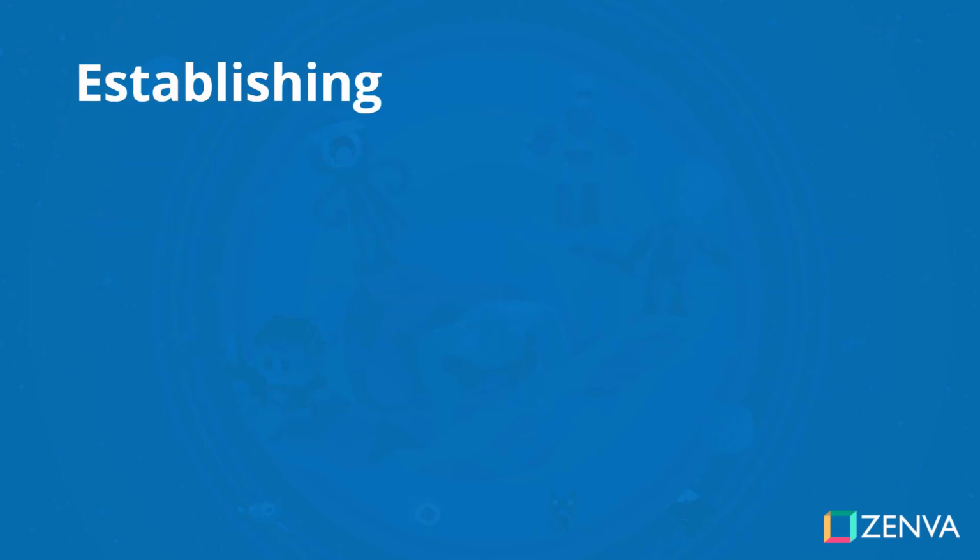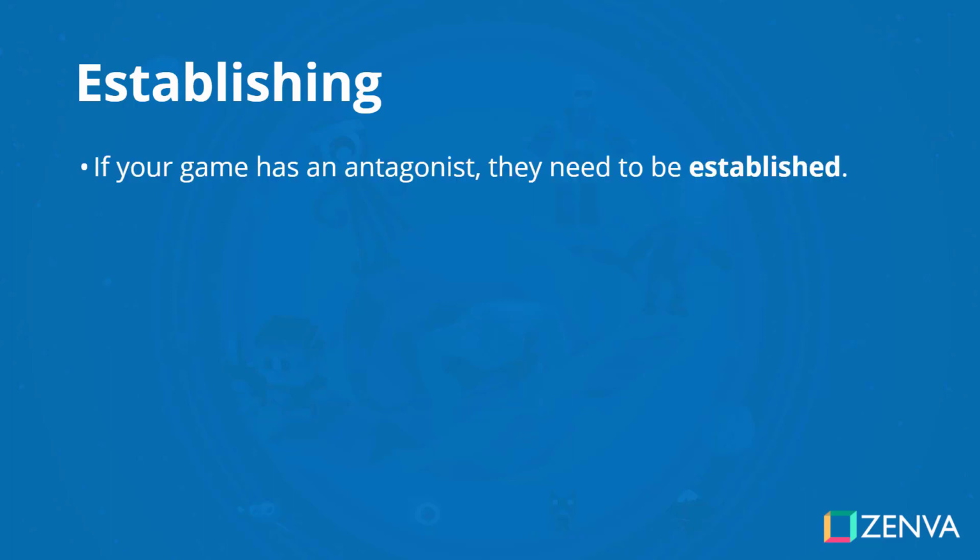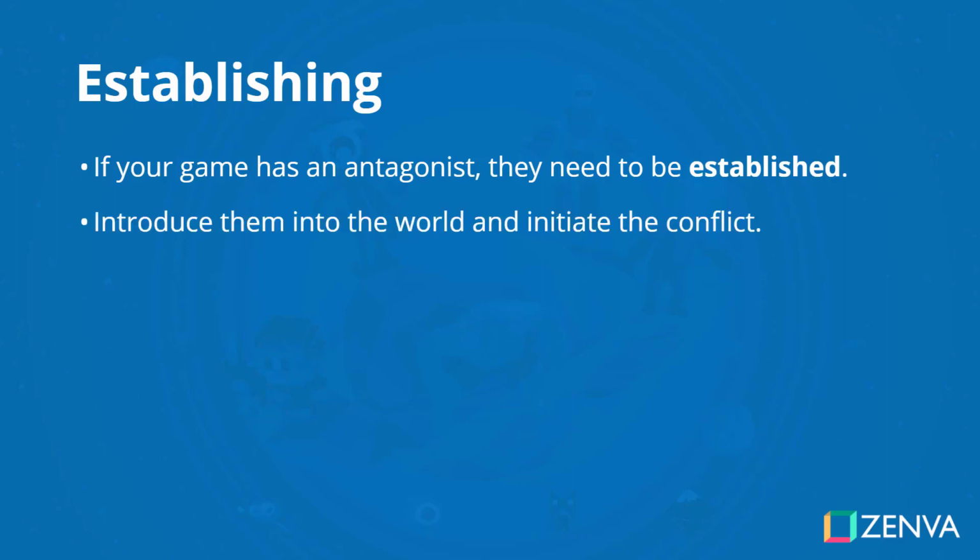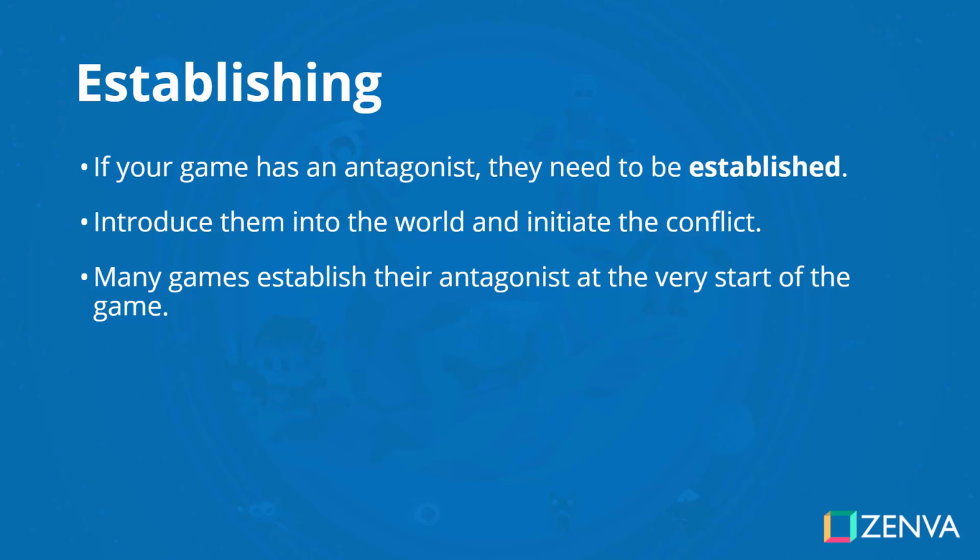Now, it's important to establish your antagonist in your game. So, if your game has an antagonist, they need to be established. You need to introduce them to the world and initiate the conflict. The player needs to be made aware of the antagonist's presence, and many games establish their antagonist at the very start of the game.